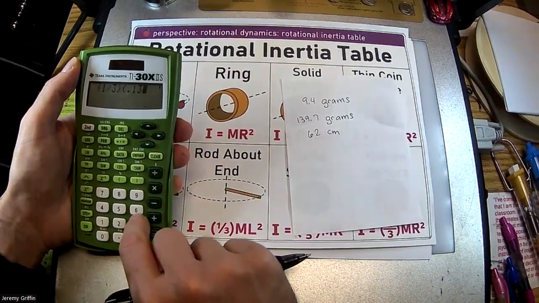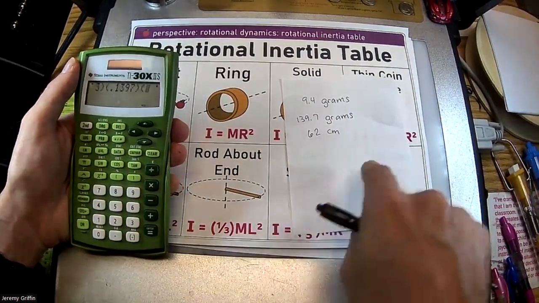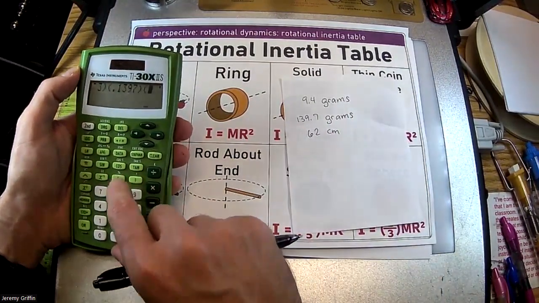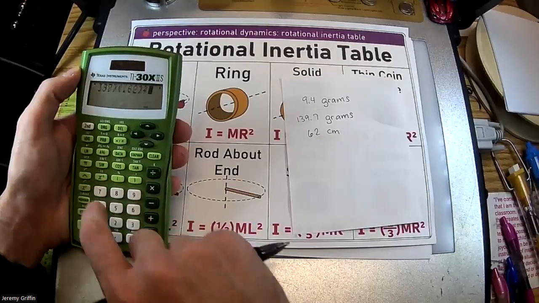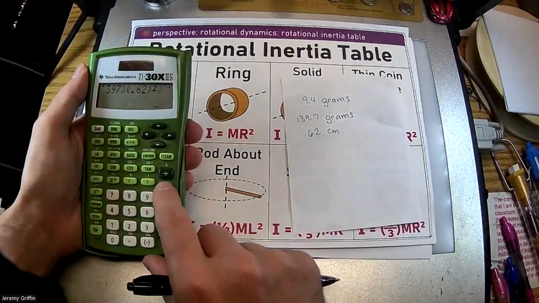So let's go times 0.1397 kilograms times L squared, which is the radial size, 62 centimeters. I should call that 0.62 meters and square that. Now that's one arm, but there's obviously the other arm, so I'll say times 2.